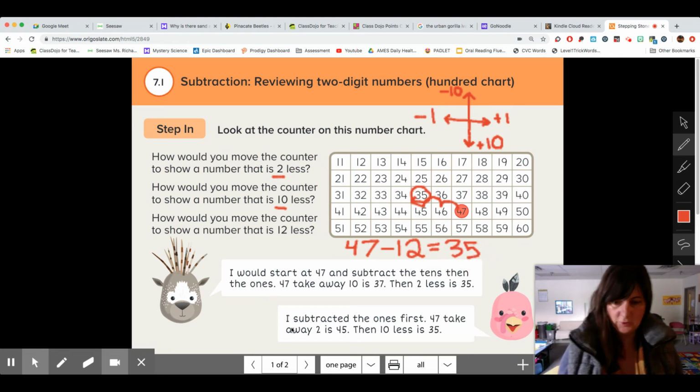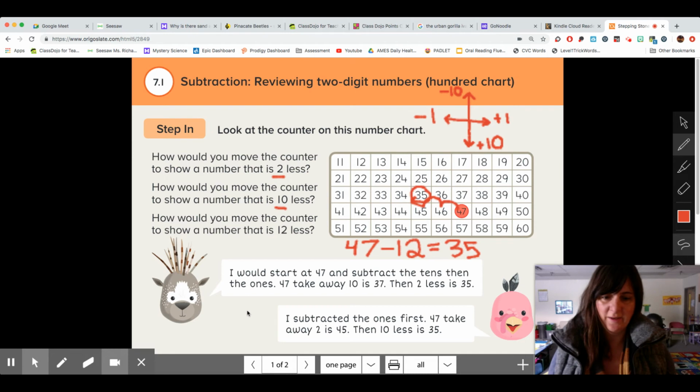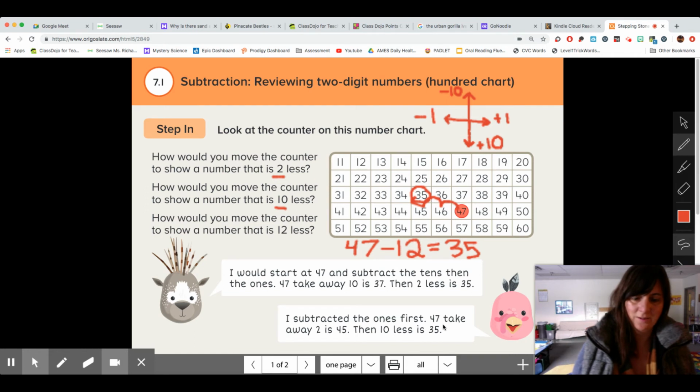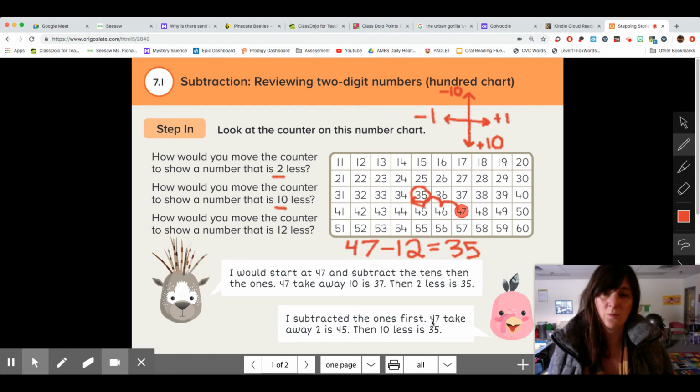So there's 2 different ways to do it. I would start at 47 and subtract the 10s, then the ones. 47 take away 10 is 37, then 2 less is 35. I subtracted the ones first. 47 take away 2 is 45, then 10 less is 35. So you can start with the 10s or the ones, doesn't really matter.